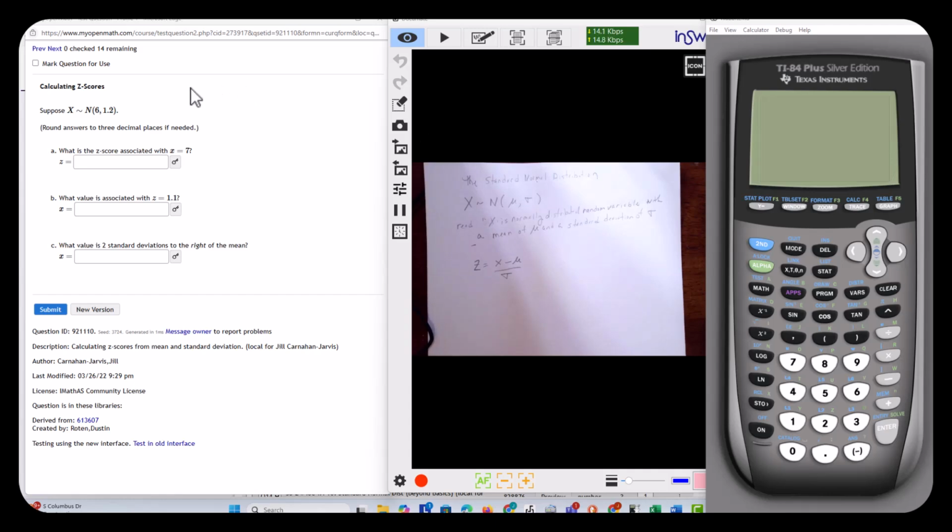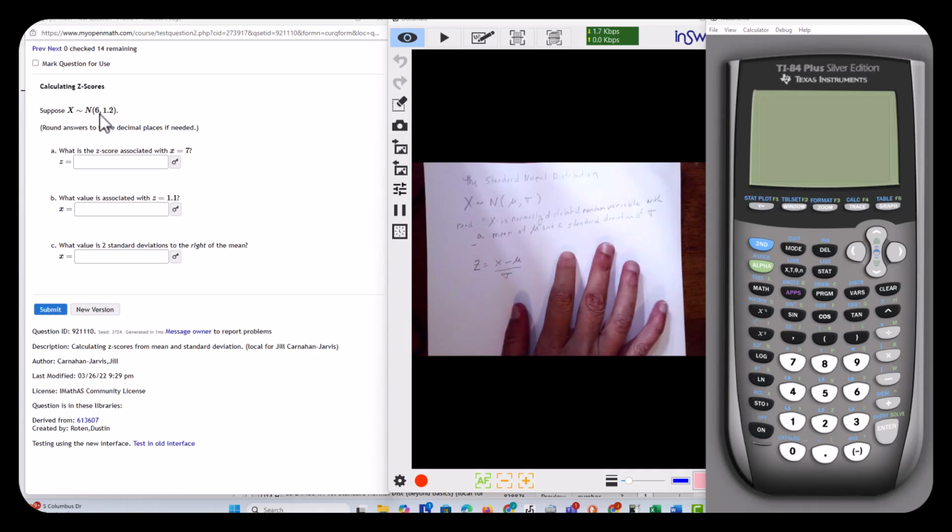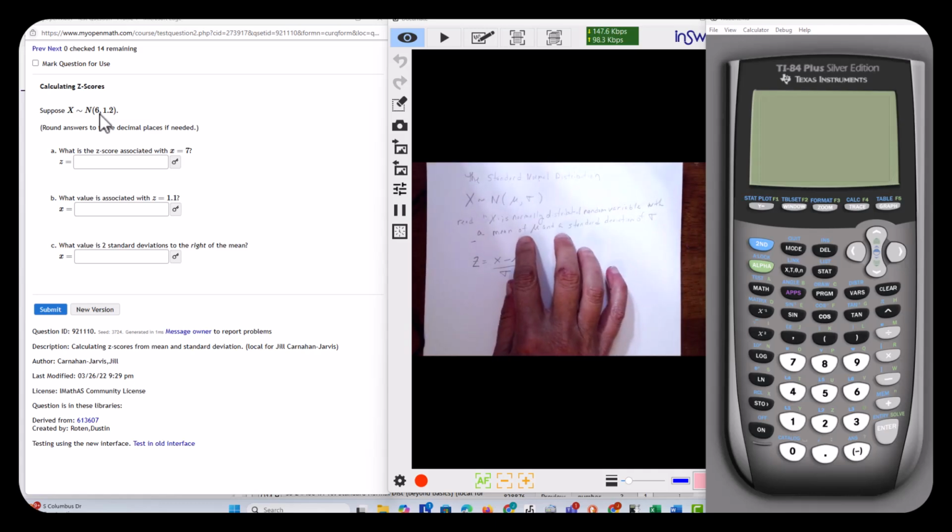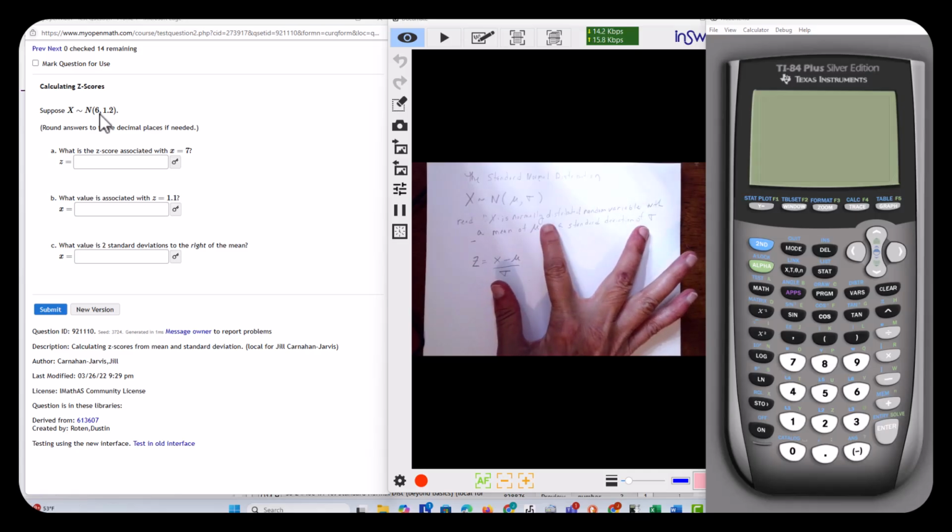Okay, we are getting into the standard normal distribution. Probably one of the most popular, most important distributions that you will learn in this class. So notice that we have the notation that suppose that X is normally distributed, a random variable that's approximately normal with a mean of mu and a standard deviation of sigma. Again, these are population parameters, mu and sigma.